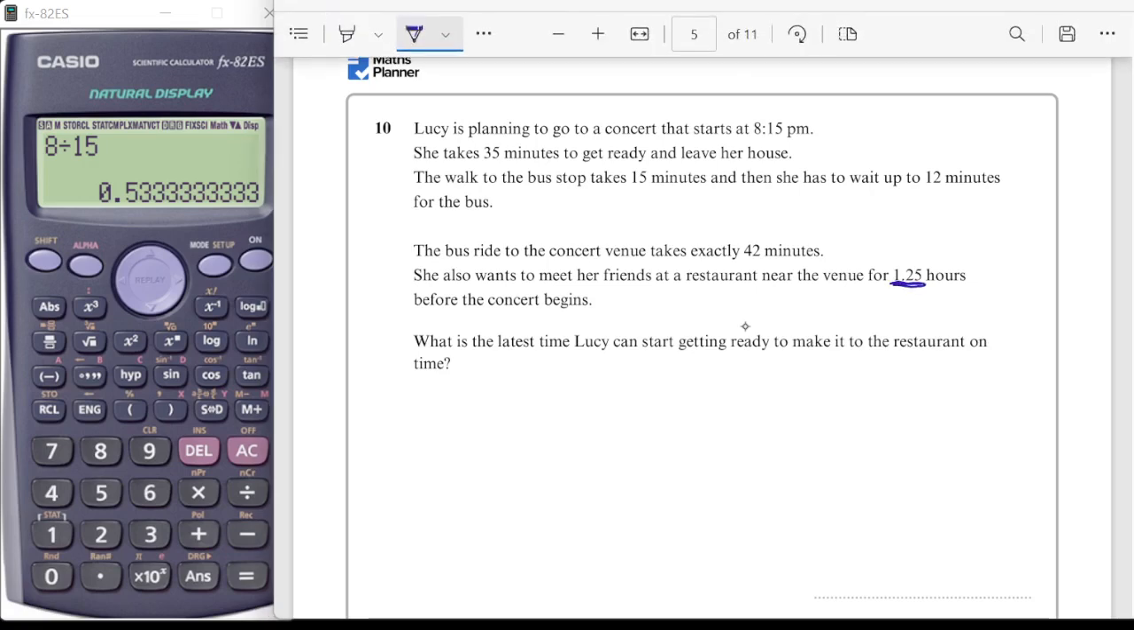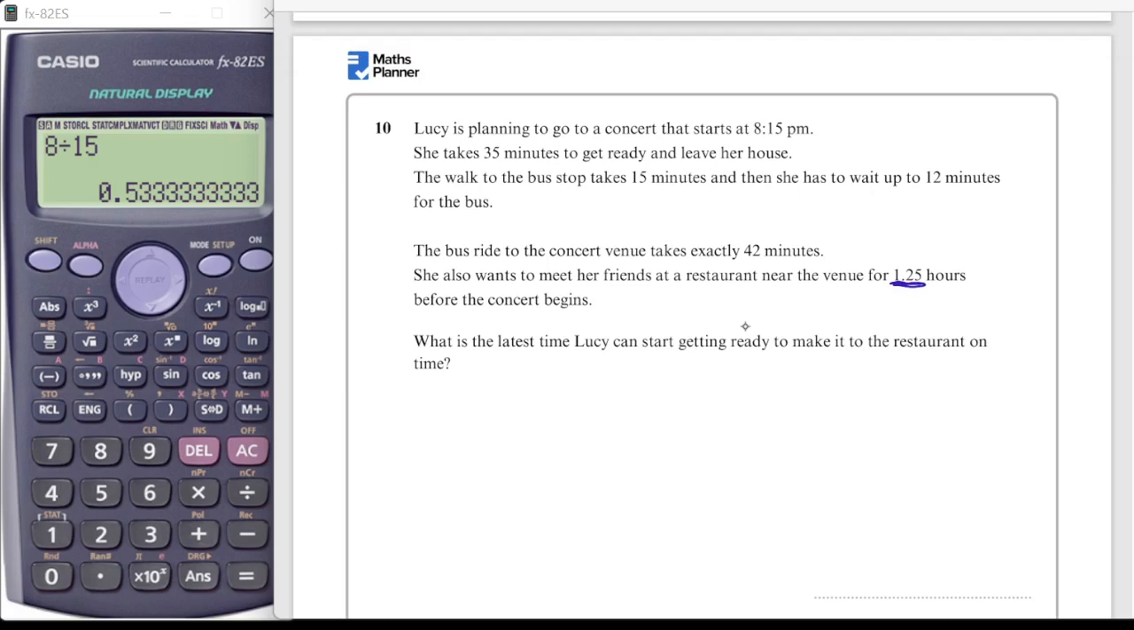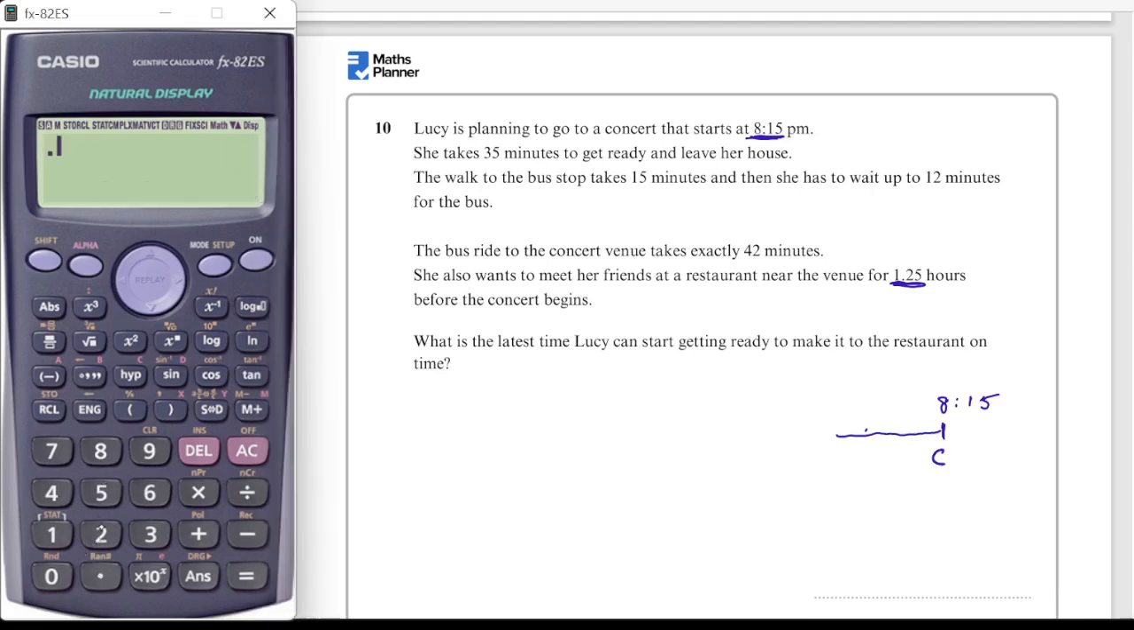Okay, so in effect, I'm going to walk backwards from this. So if we want to get to the concert at 8:15, I'm going to say that's C on my journey. And then work backwards. So she wants to have a meal which lasts for 1 hour and 1.25 hours. So 0.25 of an hour. Realistically, we want to convert that into minutes. So if we do 0.25 times 60, that will tell us we're looking at 15 minutes.